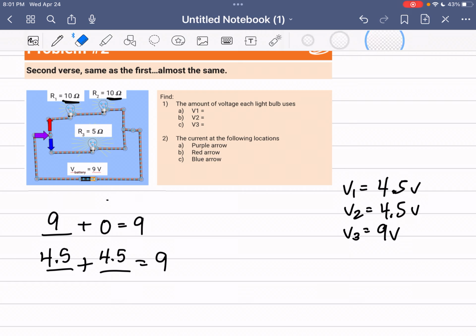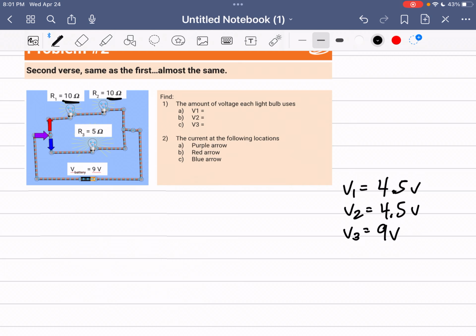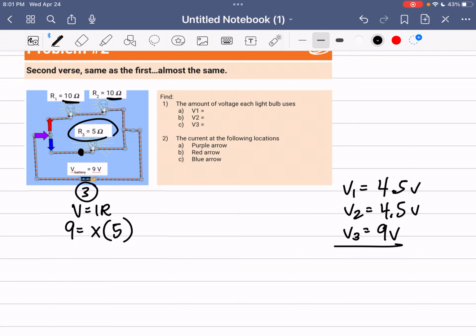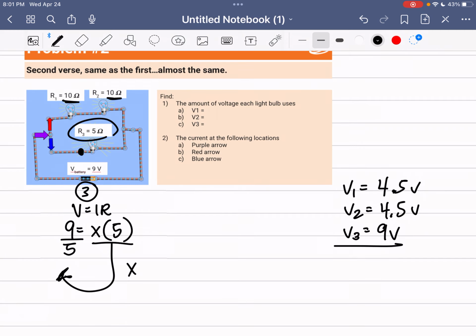So now for the current. Let's find the current here. V equals IR for the third light bulb. Our voltage for the third light bulb is 9 equals X times the resistance, which is 5. These two numbers are too far apart, so they need to take a plane. 9 divided by 5 is 1.8.